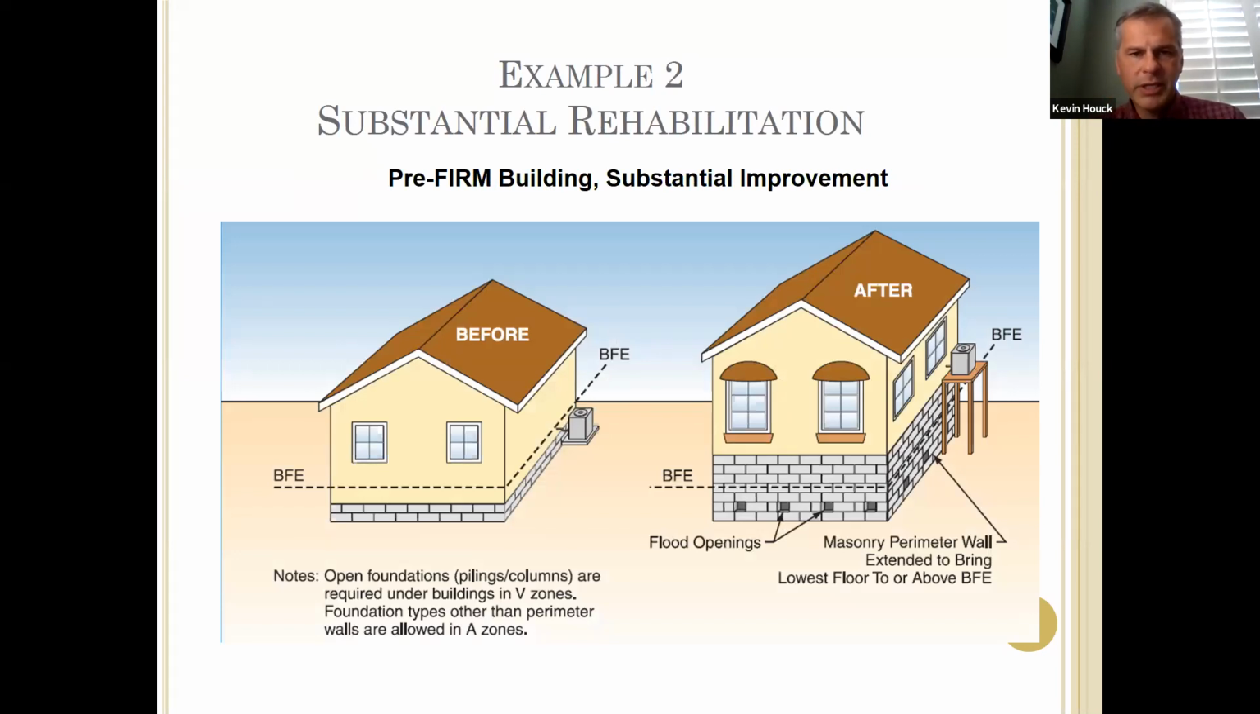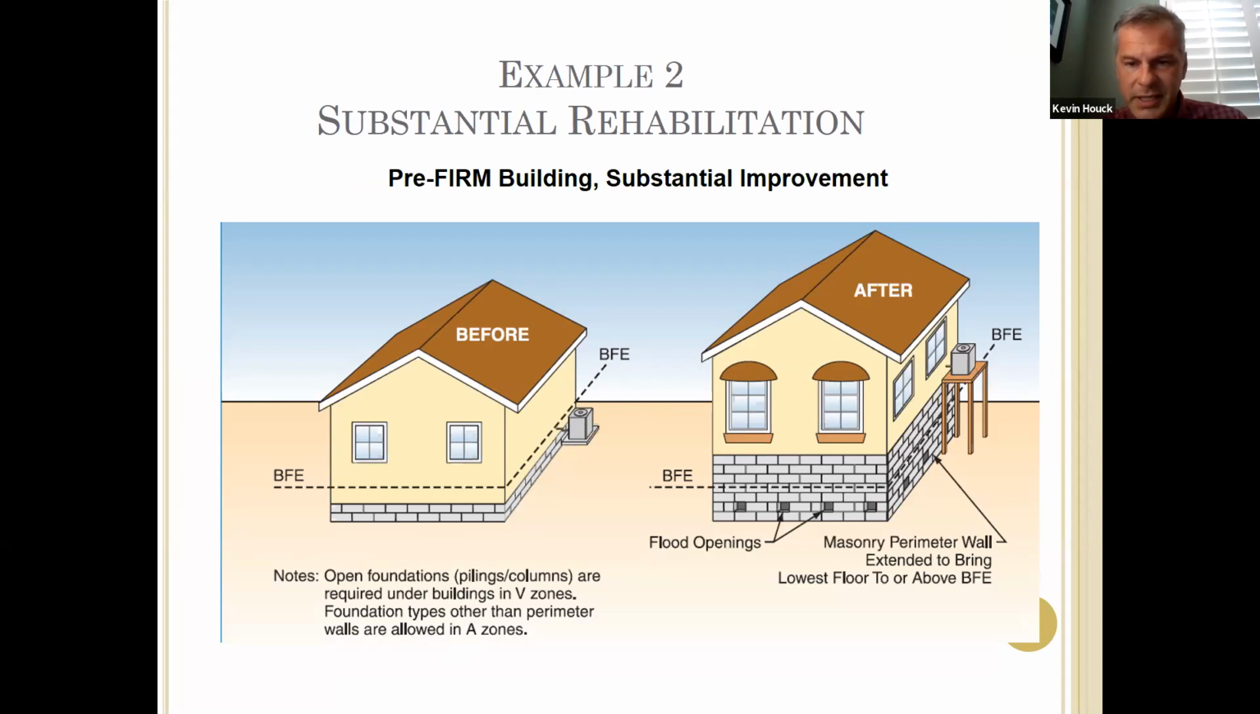Okay, now we're going to look at a substantial rehabilitation. So you've calculated that it exceeds the 50%. And so what that means is not only the new improvements, but also the entire structure has to be brought into current code. Okay, so this was a pre-FIRM building. You can see that it's got the lowest floor below the base flood elevation. It's even got that air conditioner below the base flood elevation. And it looks like the house is built on a stem wall, which is very short.